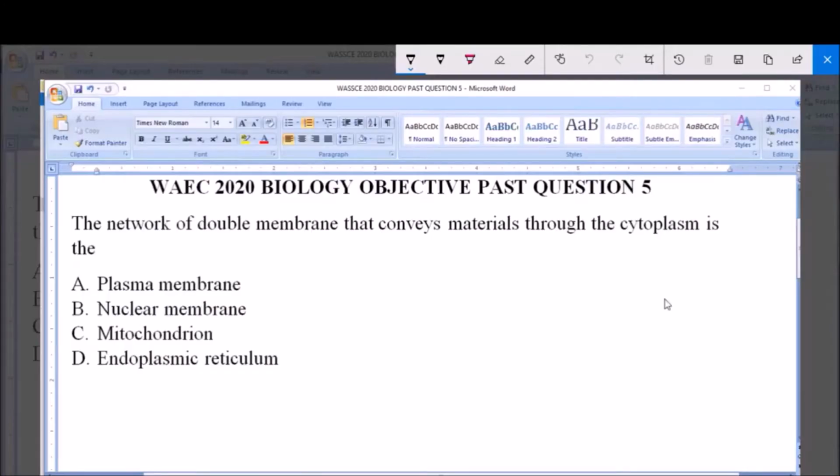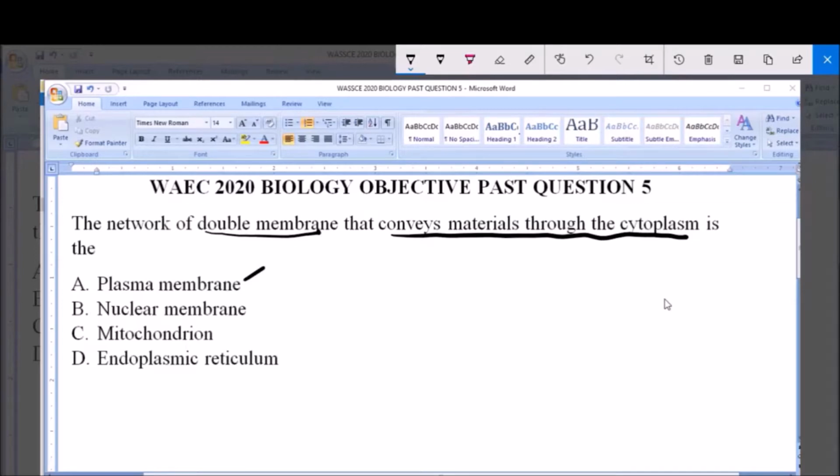Hello and welcome. I'm going to be answering WAEC 2020 Biology Objective Past Question 5. The network of double membrane that conveys materials through the cytoplasm is the A. Plasma membrane, B. Nuclear membrane, C. Mitochondrion, D. Endoplasmic reticulum. So we're asked for what a network of double membrane that conveys or transports material within the cytoplasm is called. So let's look at each of the options and see what they mean and what the function is.